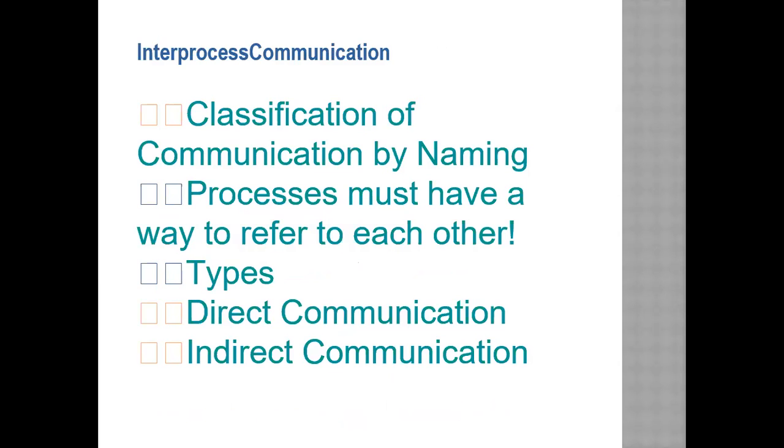Classification of communication by naming: processes must have a way to refer to each other. Every process has to be given a name like P1, P2, P3, P4, etc., and has to be communicated with properly. The types are direct communication and indirect communication, which we discussed earlier, depending upon the mode of communication.